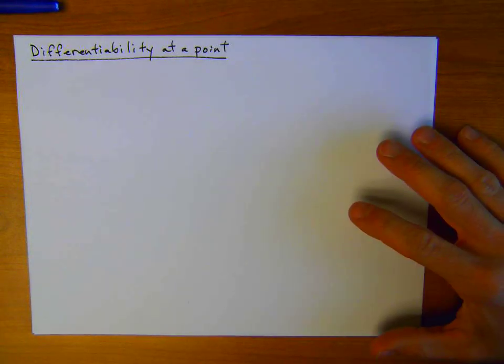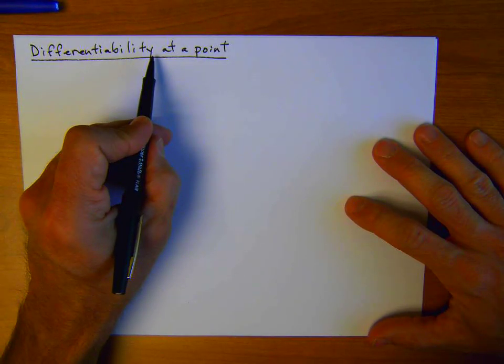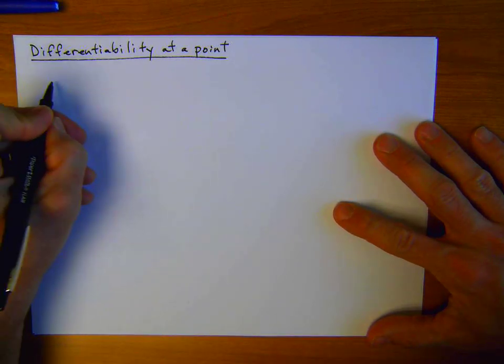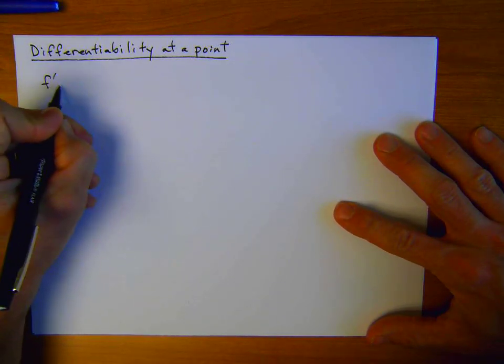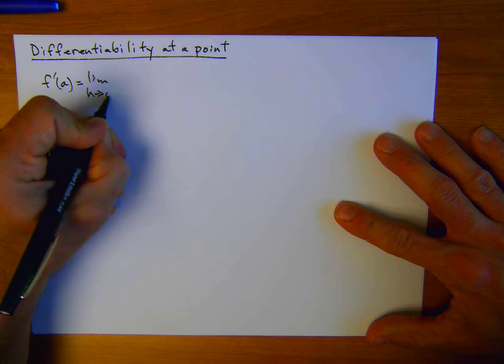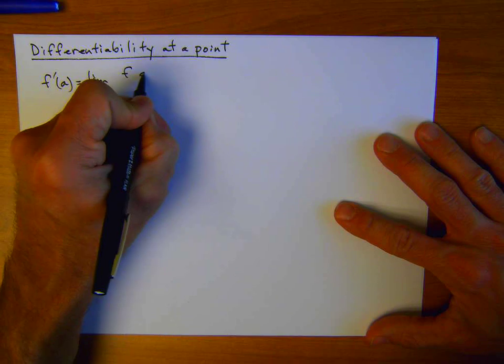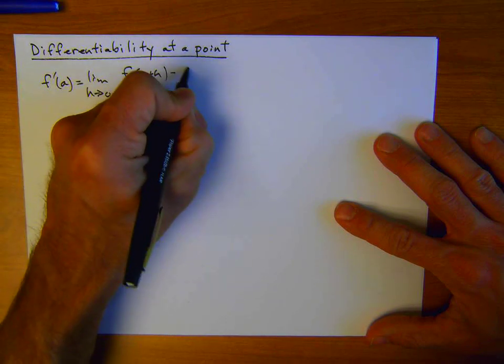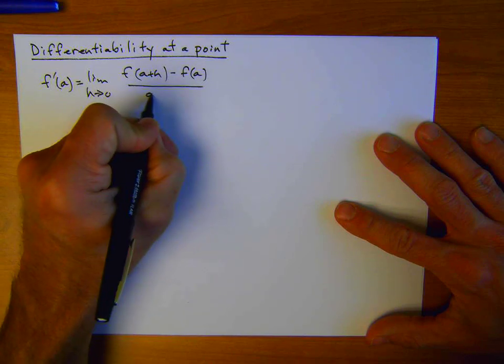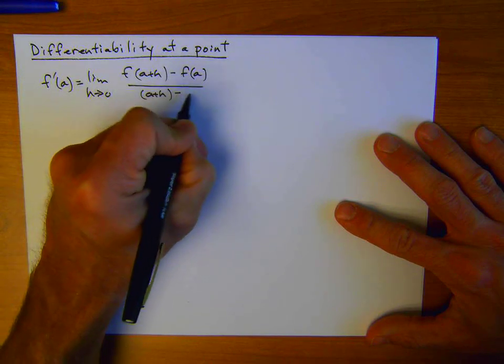In this lecture, I want to talk about differentiability at a point. We talked about the definition of the derivative at a point already in a previous lecture. So we said that f prime of a was the limit as h goes to 0 of f of a plus h minus f of a over a plus h minus a.